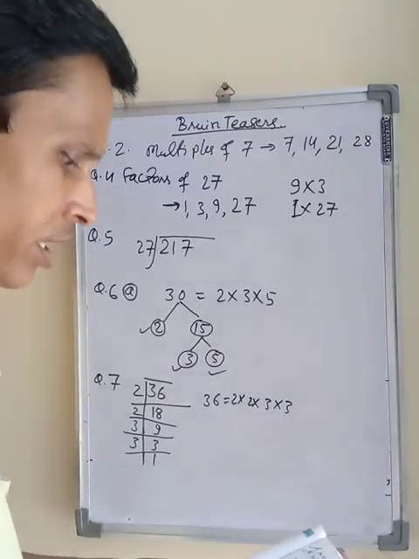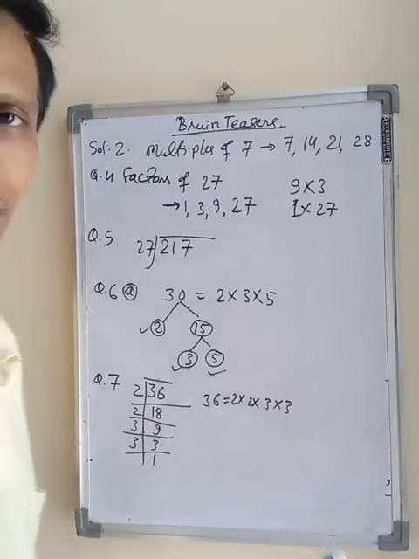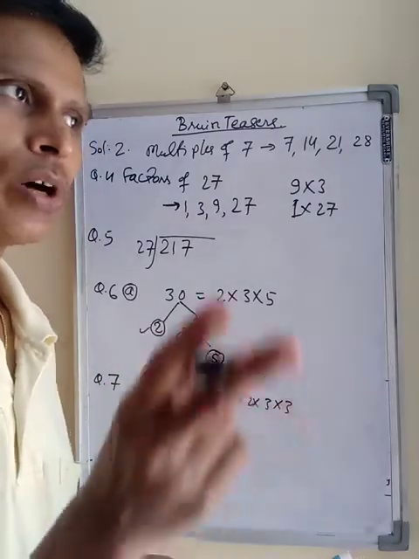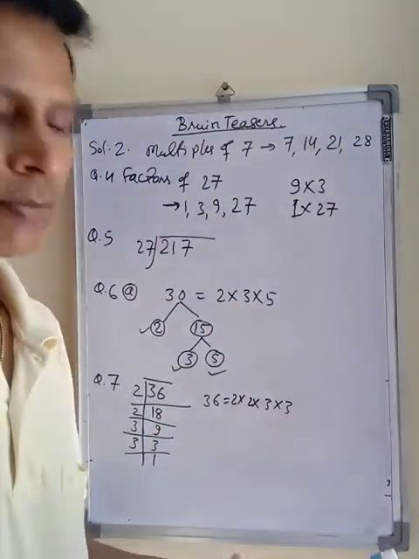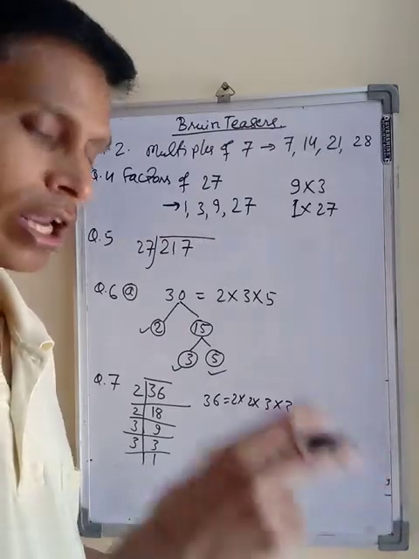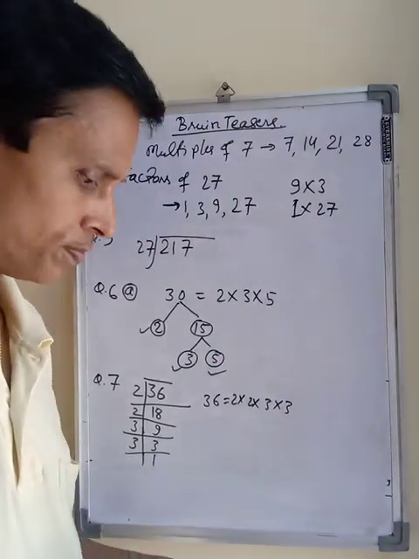Next, question number 8, find the LCM. There are 2 methods you have learned. One is by listing multiples, and another, which we saw just yesterday, is the prime factorization method. Any method you can use.